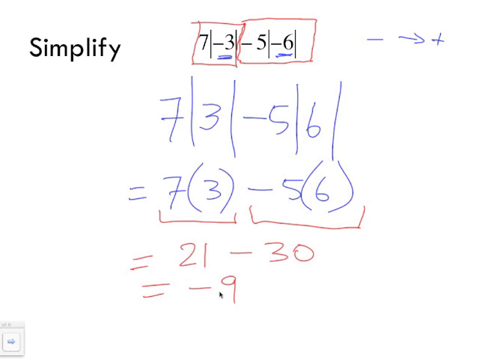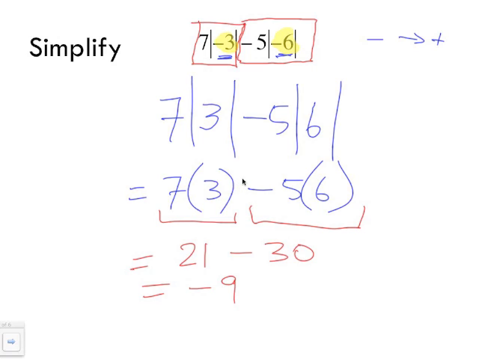So as we said, we can still have a negative value, but remember, we don't have absolute values around the entire answer. Our absolute values in this question were just around this negative 3 and this negative 6. So once we were able to convert those absolute values into positives, then we no longer need the absolute values, and we can replace them with brackets.